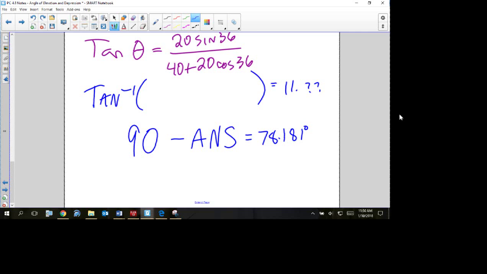The bell is about to ring, so have it in. We have one more example for after lunch. It's only our third example, so it'll take a while. Have a good lunch. I'll see you when you get back.